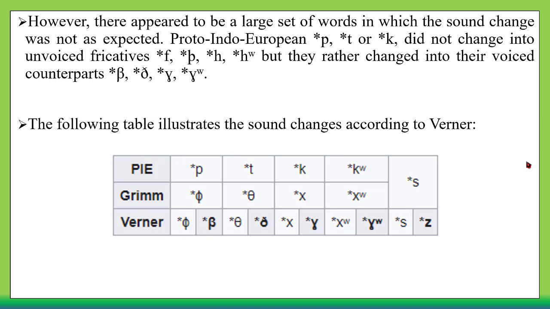As you can see in the chart, we have Proto-Indo-European P, T, K, and kʷ. You can see Grimm's expectation of sound change, and what exactly happened is that the sound change either changed to what Grimm expected or to what Verner resolved later. So P became either th or b, and T became either th or d. They either changed into Germanic fricatives or into their voiced counterparts.